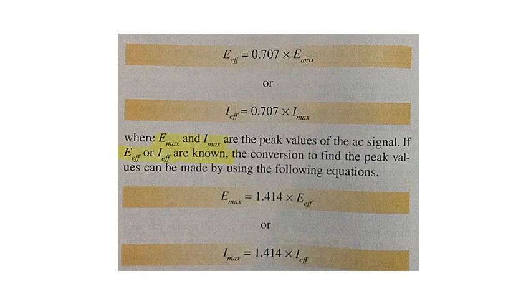A specified volume of water was heated using a specified voltage level of DC, then the same quantity of water was heated using AC. The AC voltage that produced equivalent heating to the DC voltage was the effective value. Formulas to find the effective value of any AC voltage or current are shown on the screen, where Emax and Imax are the peak values of the AC signal. If E effective or I effective are known, the conversion to find the peak values can be made using the equations at the bottom of your screen.